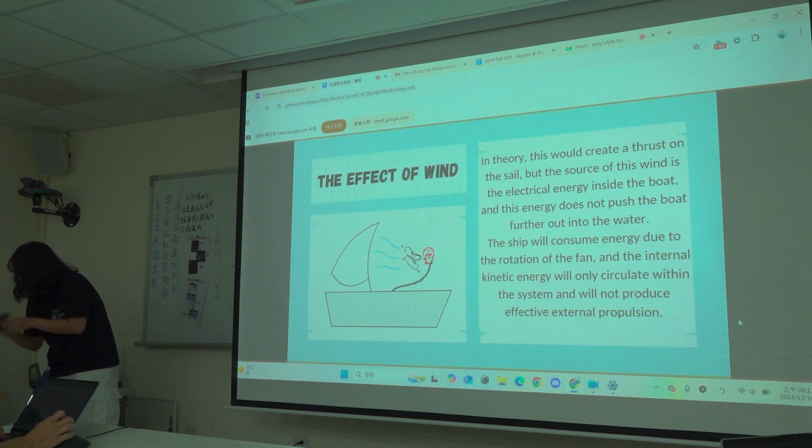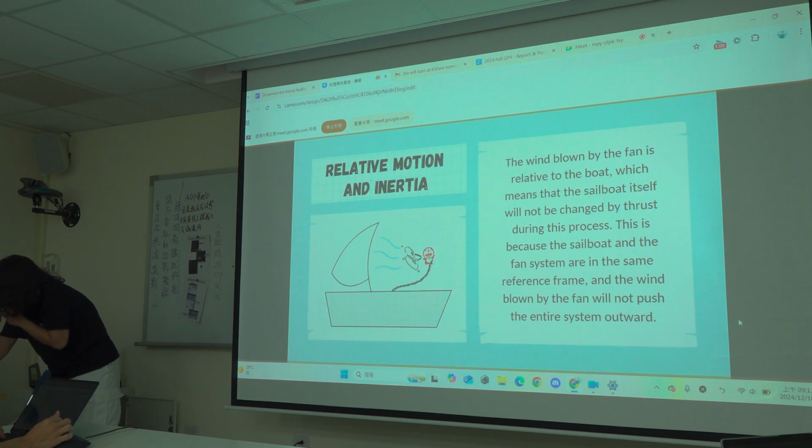The ship consumes energy due to the rotation of the fan, and the internal kinetic energy will only circulate within the system and will not produce effective external propulsion. The wind blown by the fan is relative to the ball, which means that the sail ball itself will not be changed by the source during this process. This is because the sail ball and the fan system are in the same reference frame, and the wind blown by the fan will not push the entire system outward.